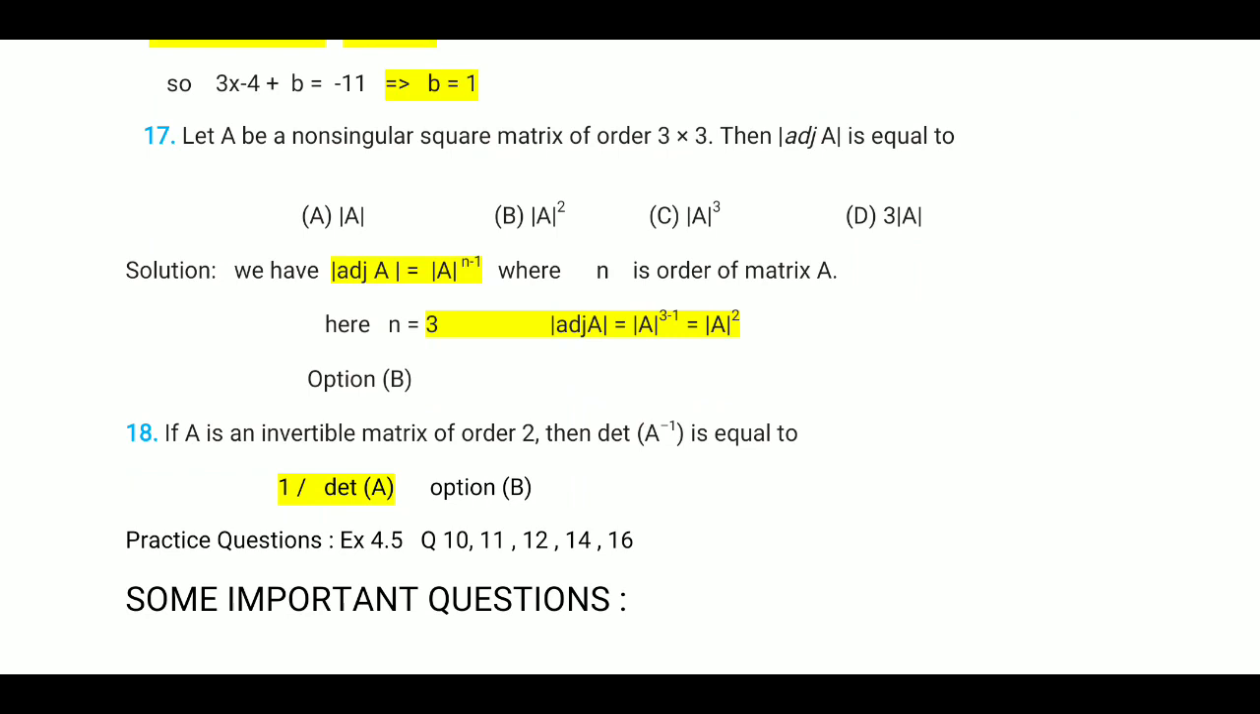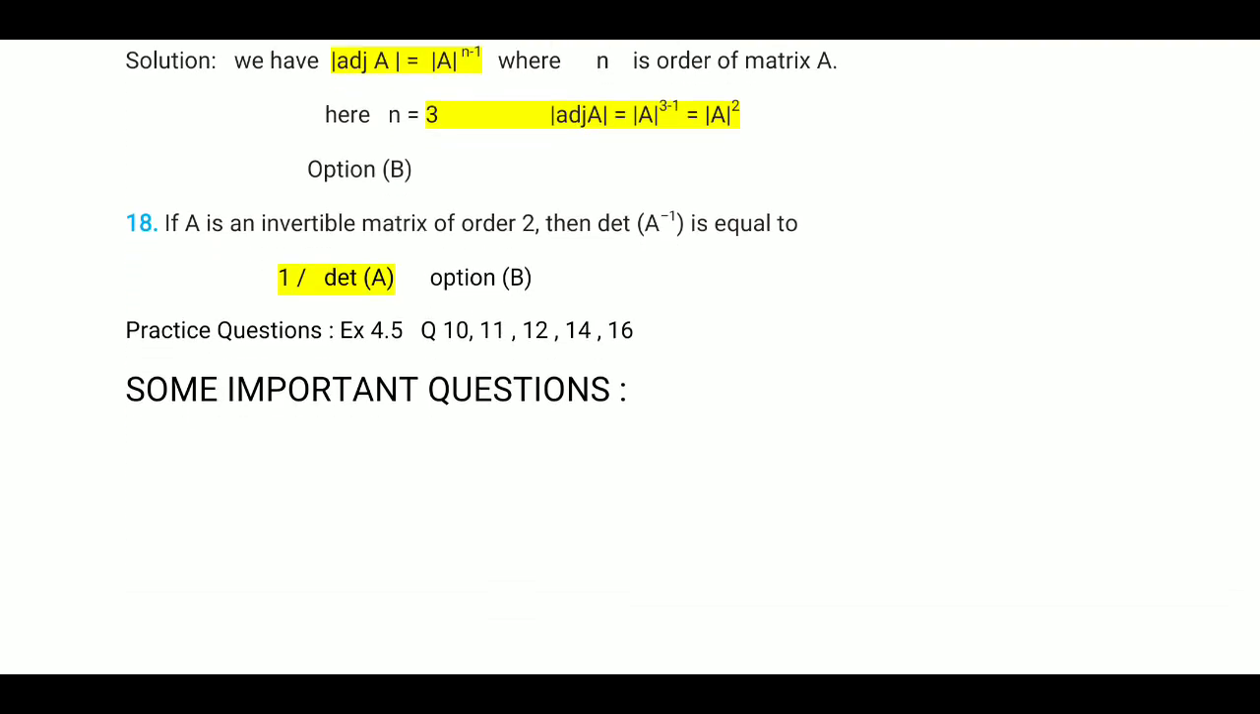And another question is question number 18. If A is an invertible matrix of order 2, then determinant A inverse is equal to, what will be? A inverse determinant is equal to 1 upon determinant A. This is option B. Now there are some questions which you will practice: question 10, 11, 12, 14 and 16.